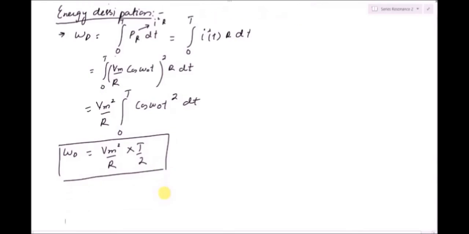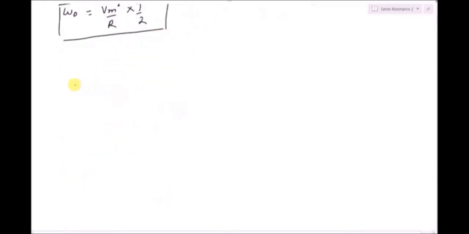So now if I have to find the ratio of both the energies, the ratio of energy stored and energy dissipated.